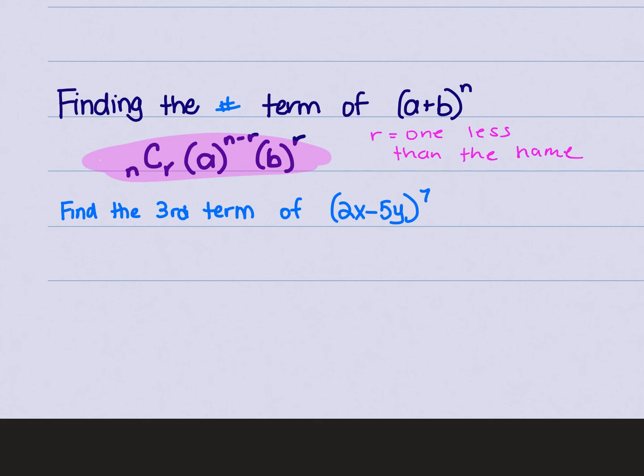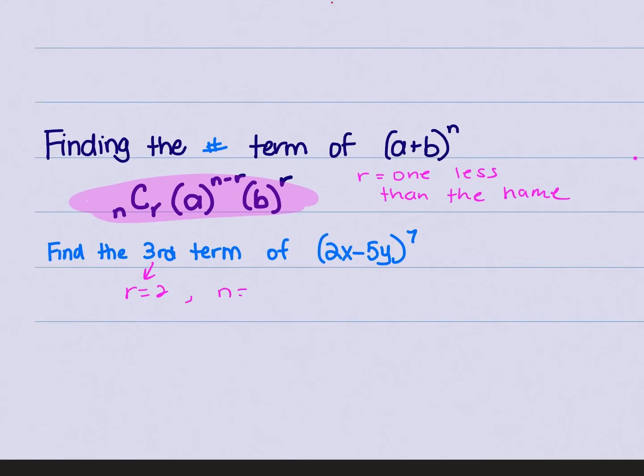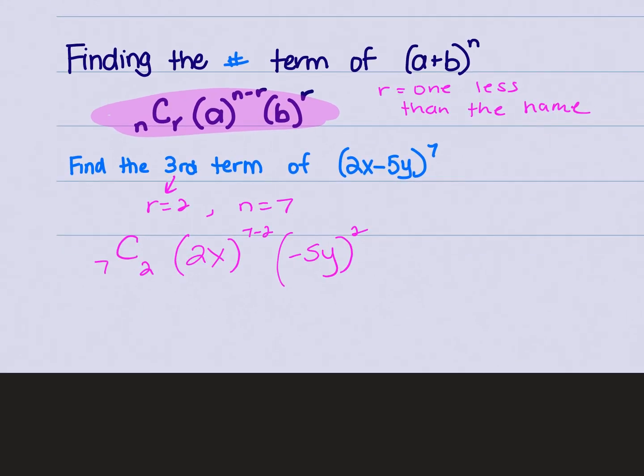So if I said find the third term, what is r? R is 2. What is n if it's 2x minus 5y to the 7th? Good. Always the exponent, so n is 7. So I have to do C(7, 2). First term, which is 2x, to the n minus r, which is 7 minus 2. Second term, negative 5y. You've got to include that negative. R, which is 2. So I'm going to let my calculator do the work for the C(7, 2), because it's going to save me time, and your teacher's going to let you do it.